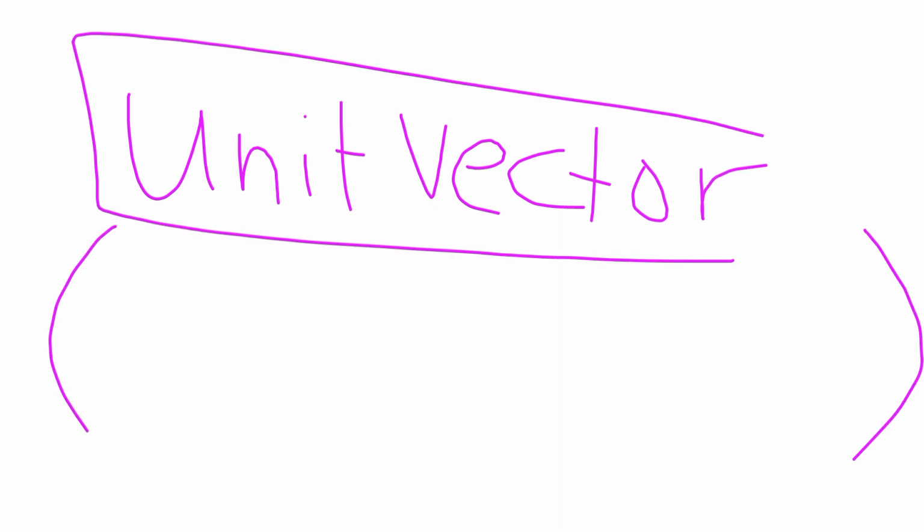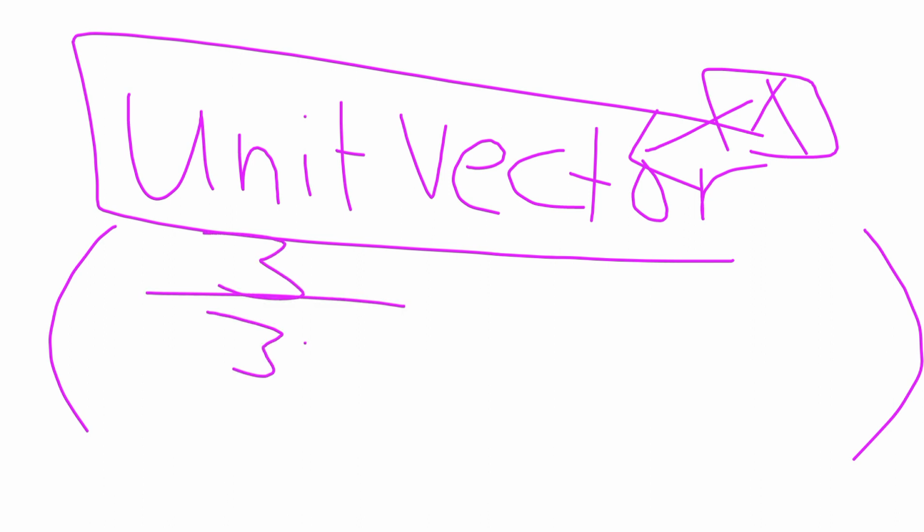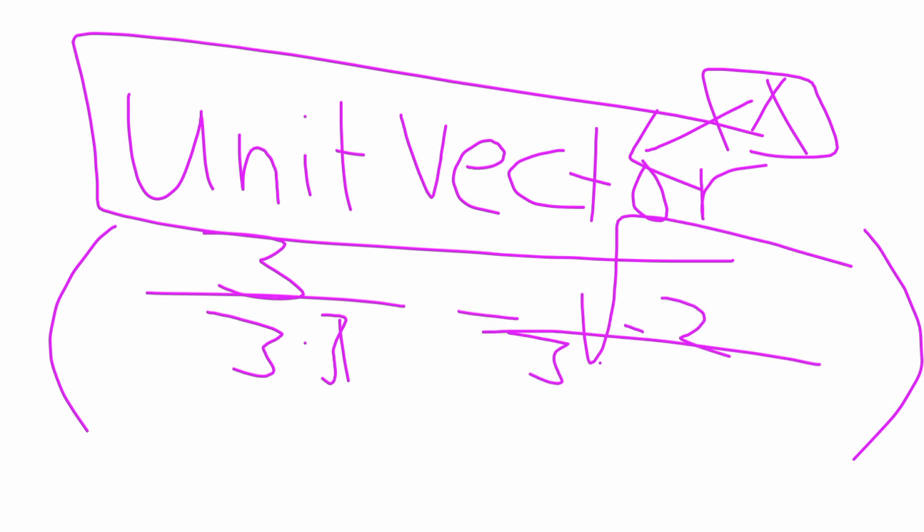Secondly, while solving the vector, I have to get the unit vector. In getting the unit vector, I have to write it between parentheses. I cannot write it outside the parentheses. It is 3 over 3.31, minus root 2 over 3.31.